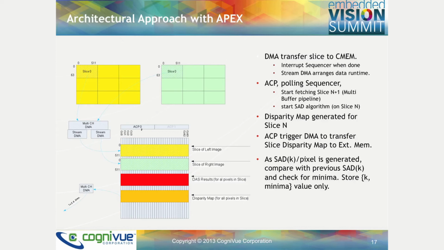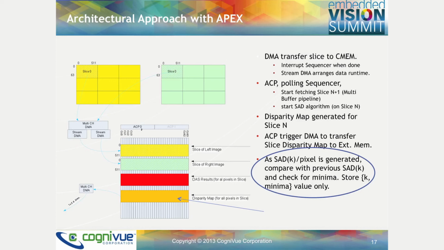What we can also do at the same time is, as we're working through the slice, be generating those minimum matching cost calculations in a separate part of CMEM and build a 3D depth map as we go along. So again, there's no data moving out of the core and back in again from external memory. It's all kept right there.